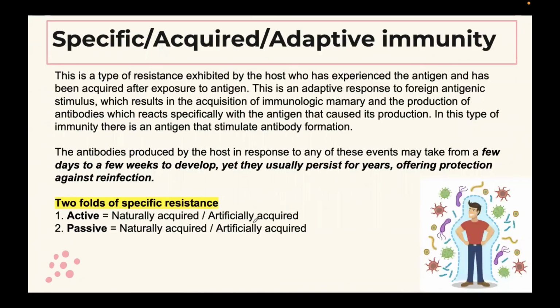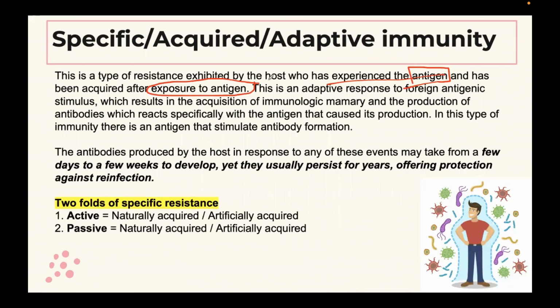So kung tapos na tayo mag-discuss ng innate immunity, nandito na tayo kay specific or acquired or adaptive immunity. This is a type of resistance exhibited by the host who has experienced the antigen. Okay? Antigen, yung foreign substance, yung antibody, yung ating pinoproduce against that substance and has been acquired after the exposure to antigen. Antigen, di ba? Any substance that causes immune response to the body. So yun yung meaning ni antigen.